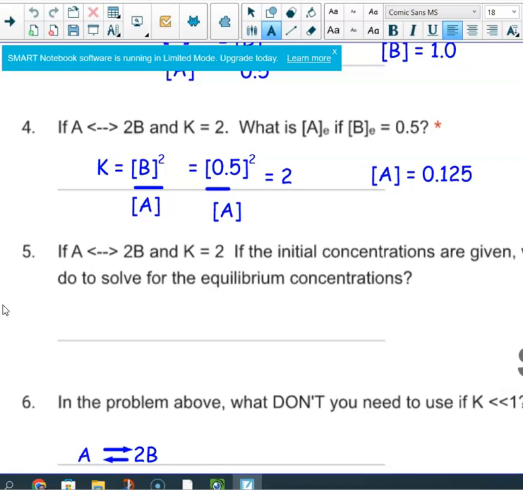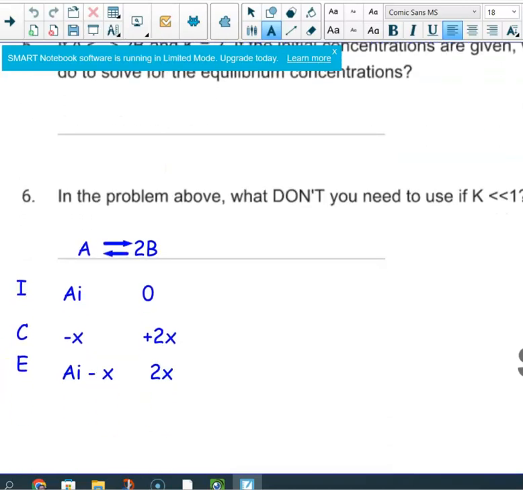But I believe I said on the video, what's the good news as far as AP goes? And actually, this was a question on the AP Facebook group that I read all the time. I think a newbie was asking, do our kids have to solve the quadratic equation? And everyone said no. The AP will always make sure that you can assume, like you're going to in number 6. So number 6 down here says in the problem above, what don't you need if K is really, really small? And then I'm assuming that you don't have an initial concentration.